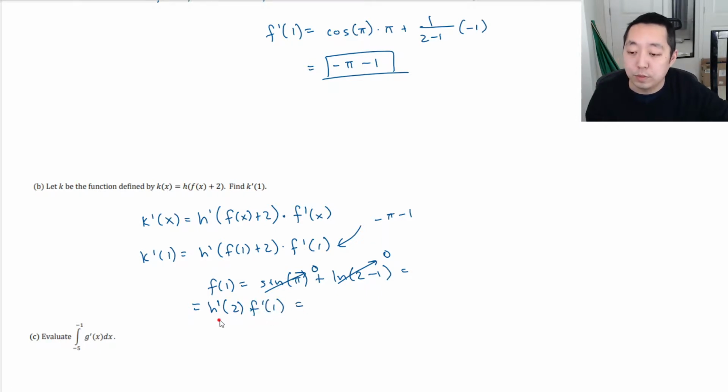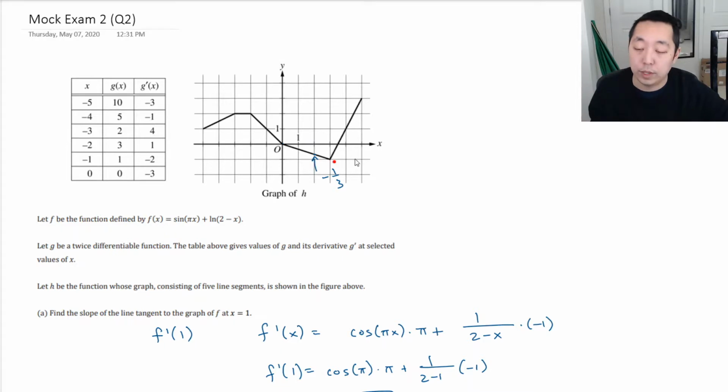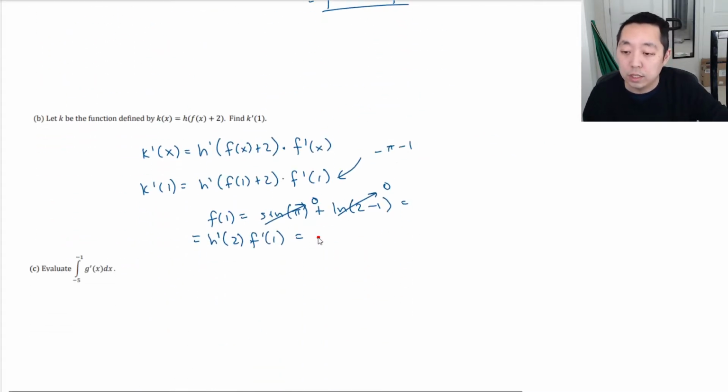What's h prime of 2? Well, I've got to look at my graph. 2 is here. h prime would be the slope of this line, the derivative here, which is this slope right here. And this slope is, let's see, I go down 1 and over 3, so the slope here is negative 1/3, right? So I went down 1, I went to the right 3. And so this is negative 1/3 times negative pi minus 1. And you can just leave it like that, or you can multiply by the negative, it doesn't really matter: pi plus 1 over 3.